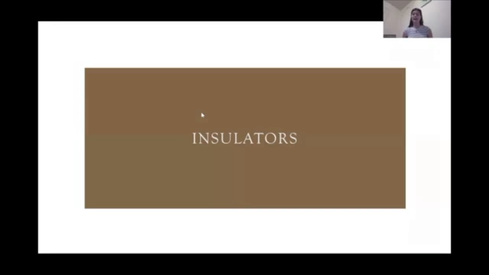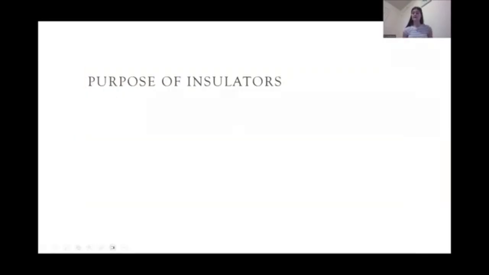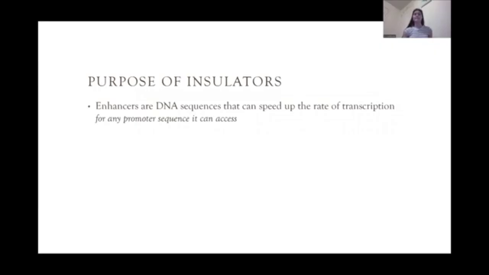So now let's go ahead and look at insulators. Before we talk about insulators, we're going to talk about another sequence of DNA called an enhancer. These are DNA sequences that can speed up or enhance the rate of transcription for any promoter sequence that it can access. That means it doesn't matter how far away it is, or which strand it's on. If it can get to that promoter, it's going to increase the rate of transcription.